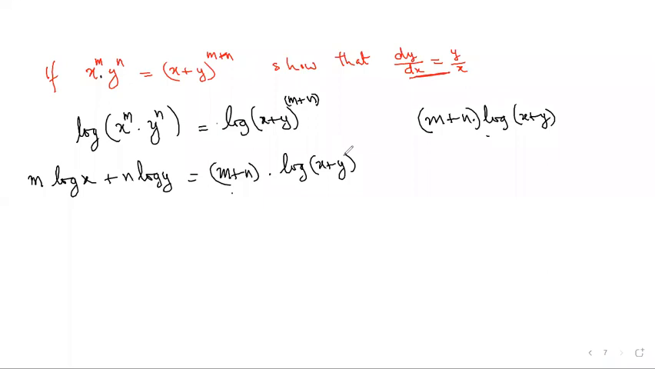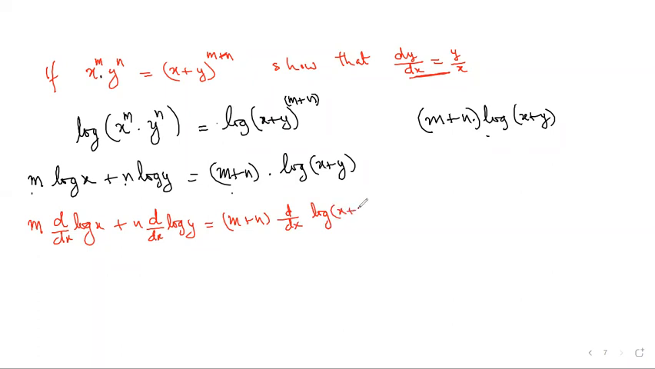Now speak out how to differentiate each one. m is a constant, n is a constant. So how will the derivative be? m into derivative of log x plus n into derivative of log y is equal to m plus n into derivative of log of x plus y.